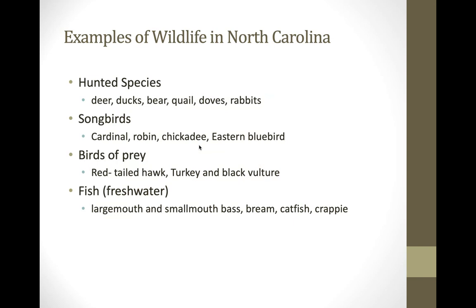As far as some examples of wildlife in North Carolina, a lot of our species that are hunted, you've got deer, which are obviously the one that most people are going out and looking for. You've got ducks and bear, rabbits. Around here, a lot of people hunt turkeys. So you have those hunted species there. Some other examples are songbirds. You've got cardinals, robins, bluebirds.